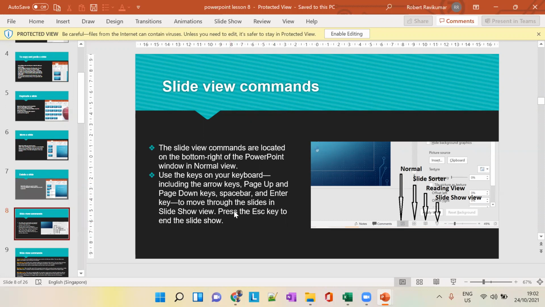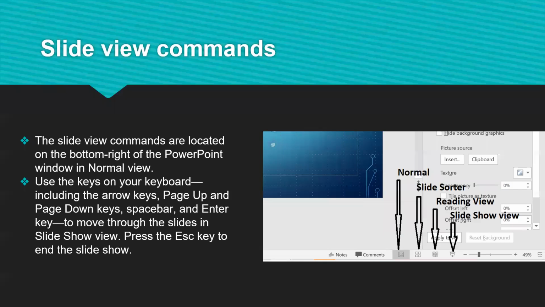There are different types of views here. We have the normal view, which is what we are seeing right now, and there are the slide sorter view, the reading view, and the slideshow view. This is the slideshow view. Whatever we see here is a presentation view, the actual way we are presenting the slides. There are shortcut keys we can use to navigate through the slideshow view.